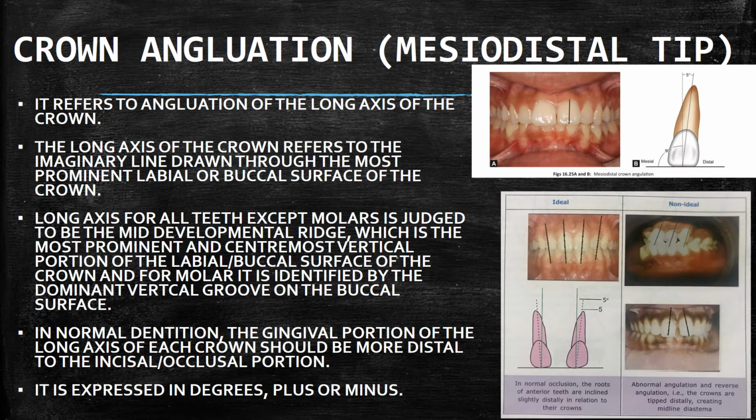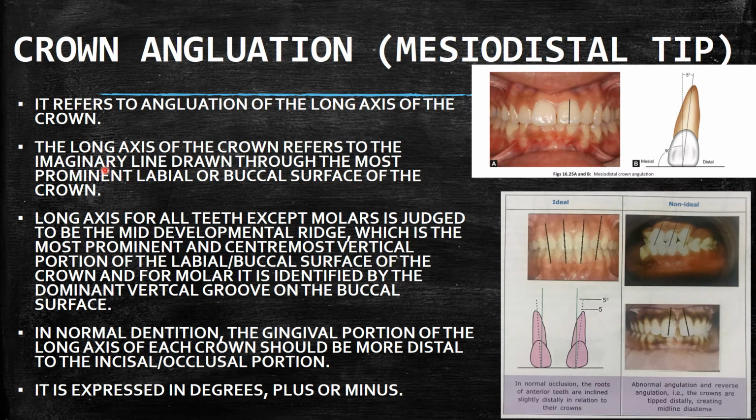The next is angulation, that is the mesiodistal tip. It refers to the angulation of the long axis of the crown. Don't get confused, as it says, it's crown angulation. So you're referring to the angulation of the long axis of the crown, and not of the whole tooth.